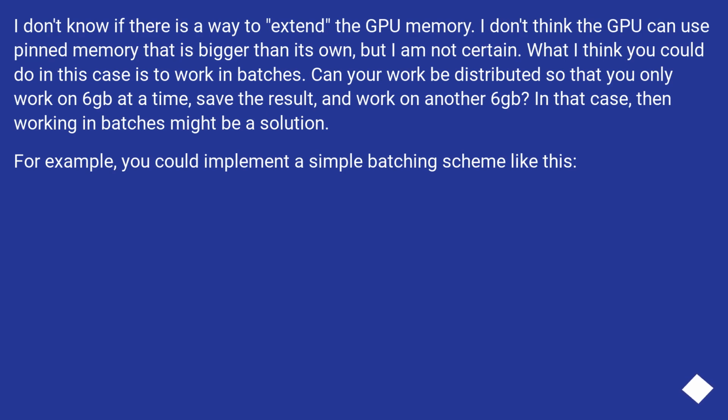I don't know if there is a way to extend the GPU memory. I don't think the GPU can use pinned memory that is bigger than its own, but I am not certain. What I think you could do in this case is to work in batches. Can your work be distributed so that you only work on 6 GB at a time, save the result, and work on another 6 GB? In that case, then working in batches might be a solution. For example, you could implement a simple batching scheme like this.